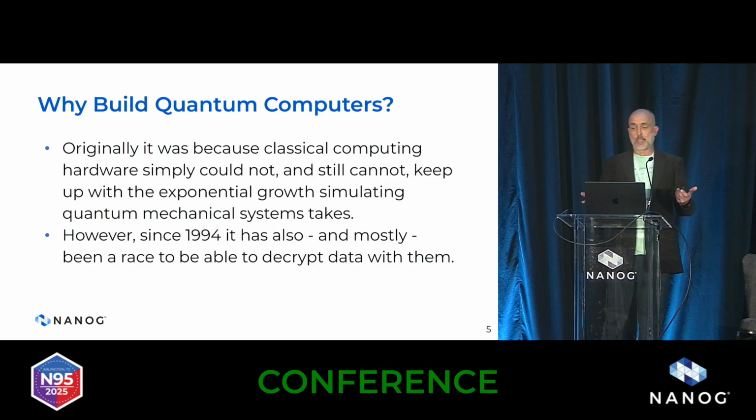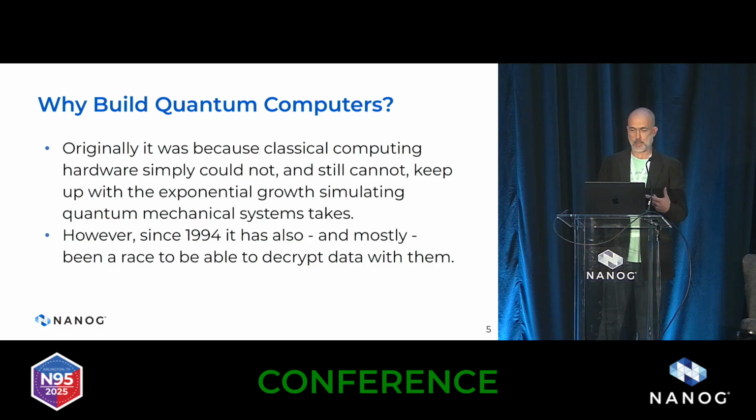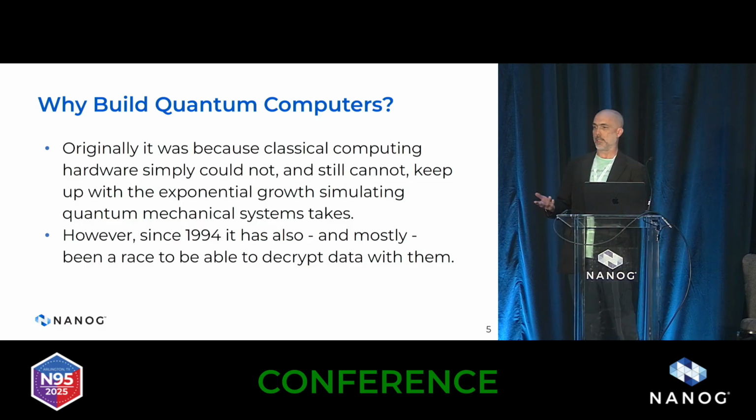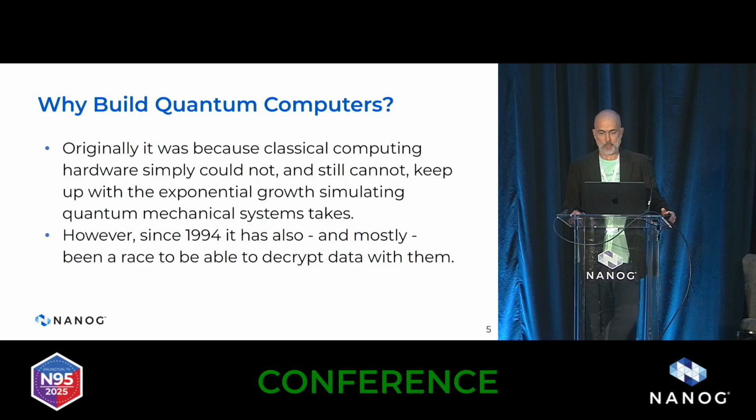So why even build these things? It's because in the early 1980s, when quantum computers started to become a thing that people were talking about, it was hardware limitations, and that hasn't changed. Today, the largest quantum system simulated in a classical high-performance computing environment is 4 molecules interacting, and it took 16 terabytes of RAM to do it.